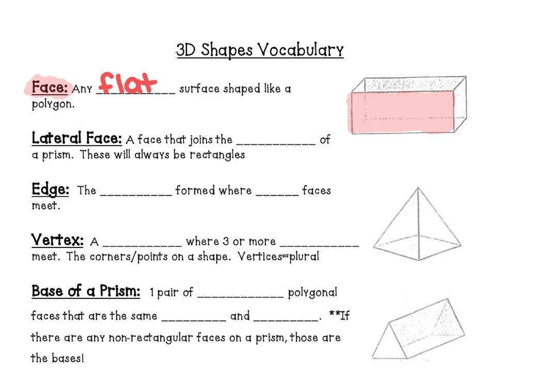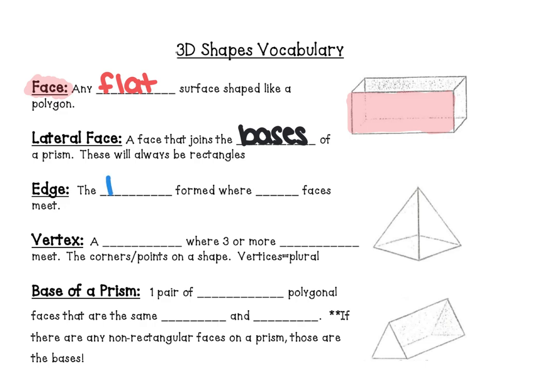All right, for this next one, lateral face, we're not going to use a color for this. I'm going to explain this once we get farther down. But a lateral face is similar to a face, but it is a face that joins the bases. So fill that in, pencil, of a prism. Lateral faces will always be rectangles. So this one probably doesn't make a ton of sense. Once we go through the definition for bases and prisms, we'll circle back and go over this in more detail. Okay.